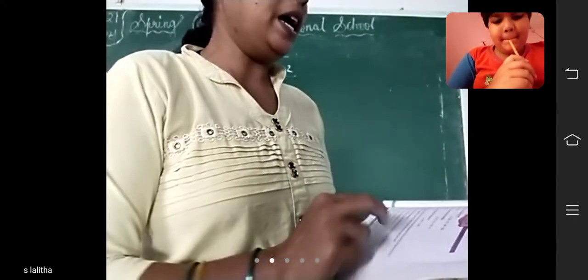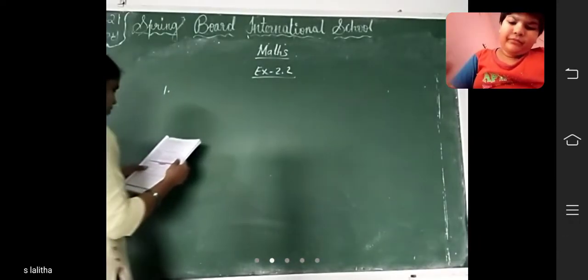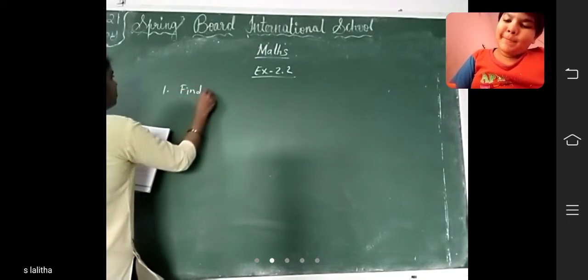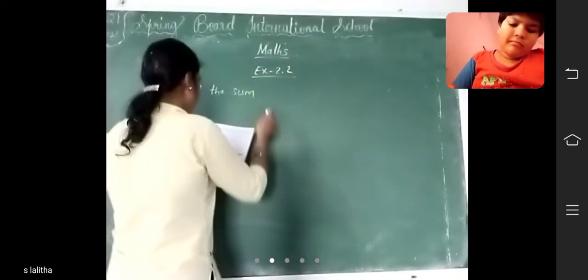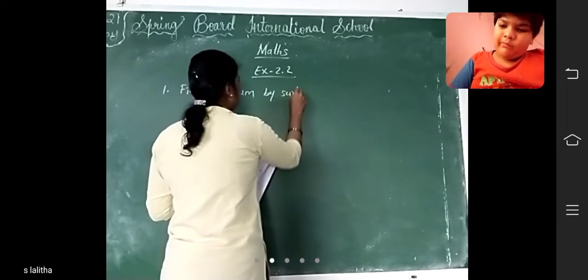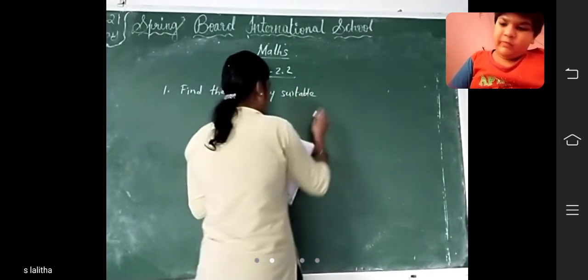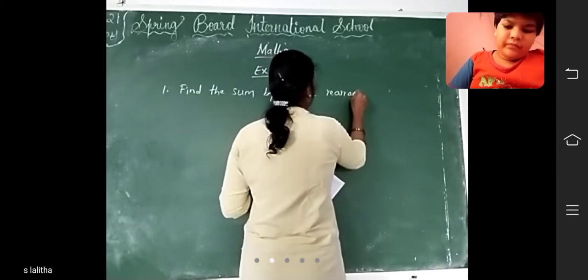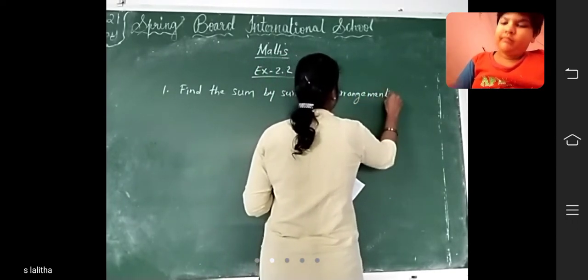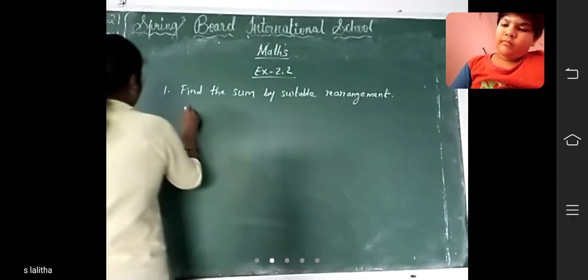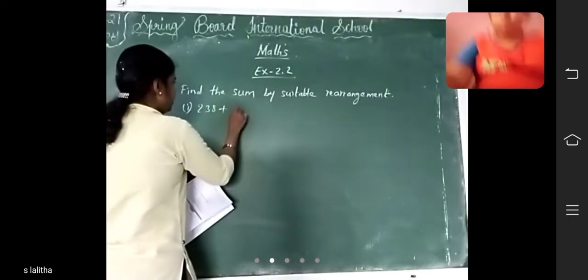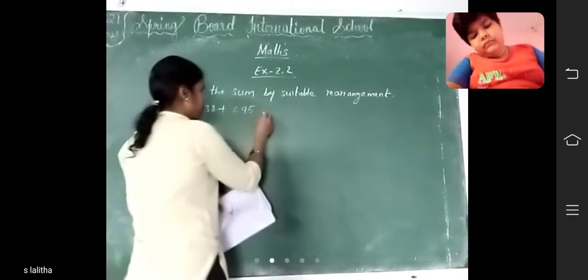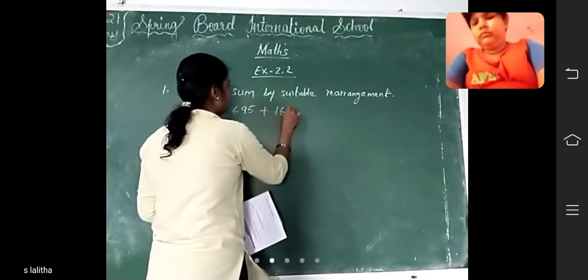Now put the heading, exercise 2.2, first question write. Find the sum by suitable rearrangement. First question is 238 plus 695 plus 162.